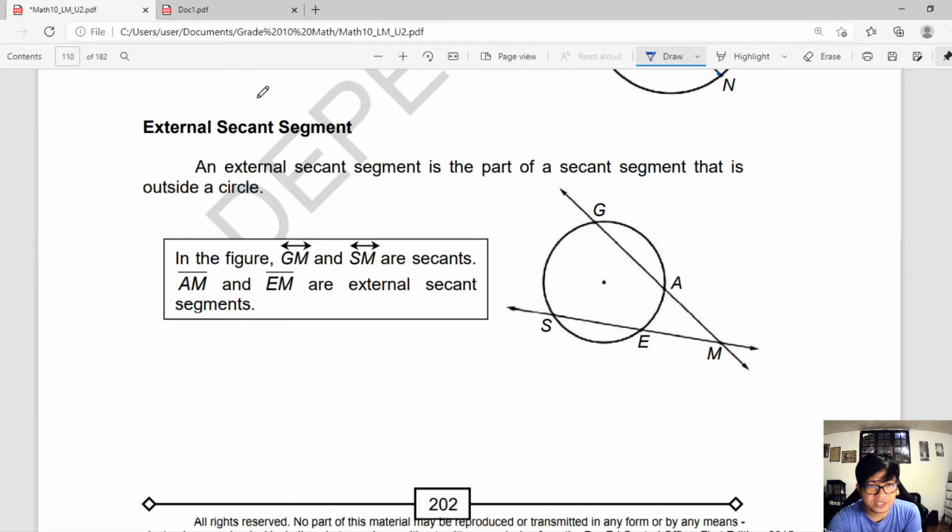Okay, let's define external secant segment. An external secant segment is the part of a secant segment that is outside of a circle. So, you will see it on the outside. It is a secant whose segment is outside of the circle. In the figure, this one, GM and SM are secants. AM and EM are external secant segments. So, AM and EM are external segments. Okay, so that is the definition of external secant segment.